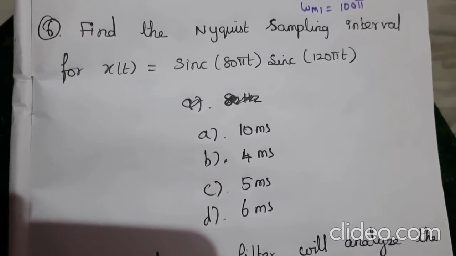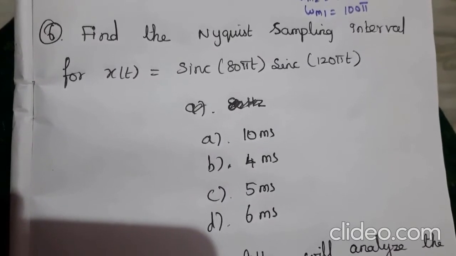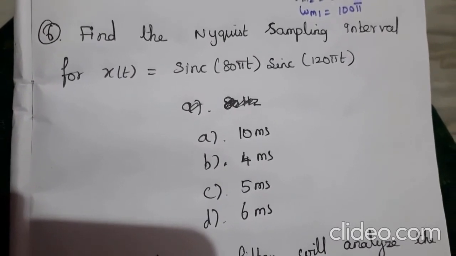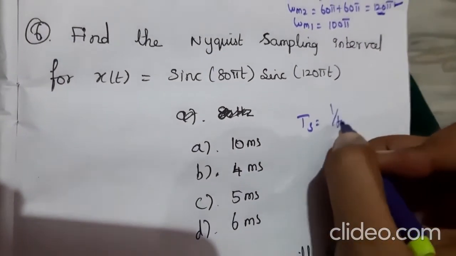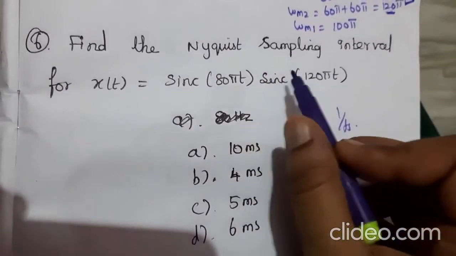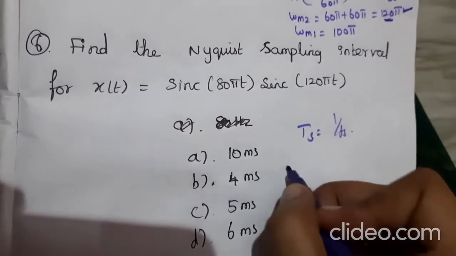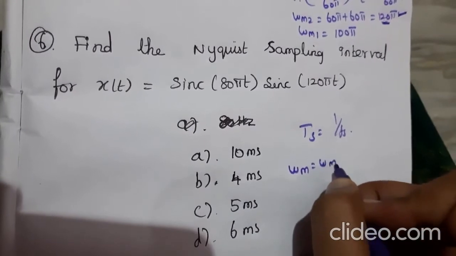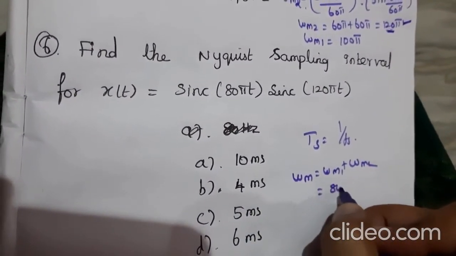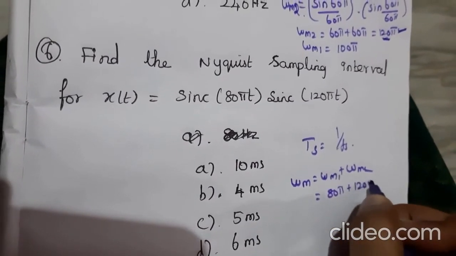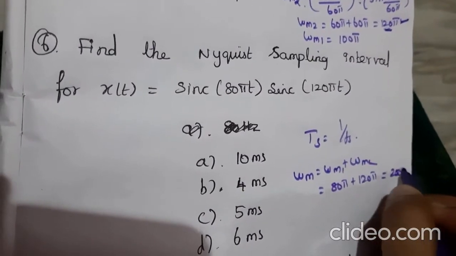Next question, find the Nyquist sampling interval for x of t is equal to sinc 80 pi t, sinc 120 pi t, and we have to find the sampling interval. So Ts is equal to 1 by Fs. So Fs, this is a multiplied signal, so we have to add these two. So we will get omega m is equal to omega m1 plus omega m2. So adding this we will get 80 pi plus 120 pi, that is equal to 200 pi.